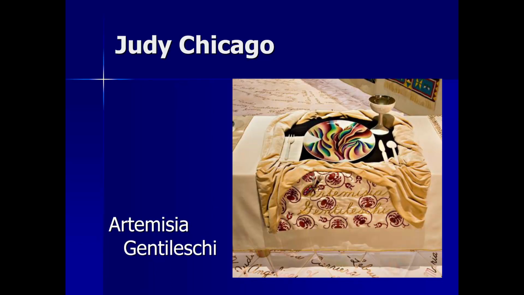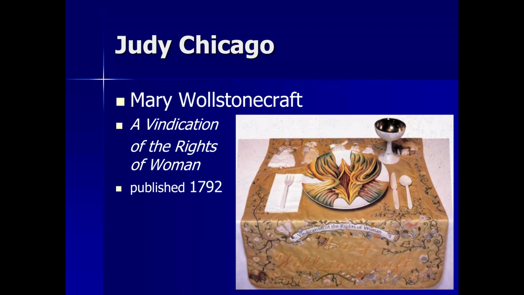Now, I want you to remember, it wasn't just artists she's showing here. She's using famous women throughout history. And this is the place setting that she gives for Mary Wollstonecraft. And you can see embroidered is the name of her book, A Vindication of the Rights of Woman, which was published at the end of the 18th century, 1792. She is one of the women in history who called for rights for women.